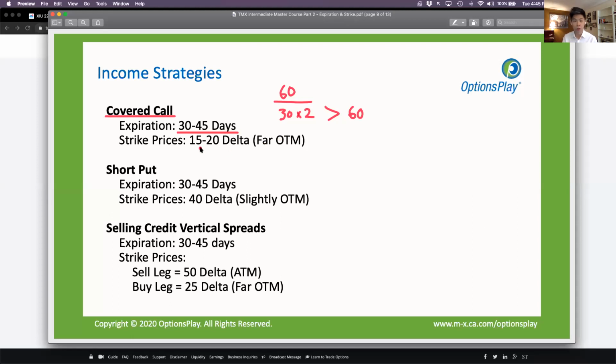As far as covered call strike prices go, this is one of the strategies that differs quite a bit from the other ones. When you're selling covered calls, you really want to choose strike prices that are really far out of the money. Usually about a 15 to 20 delta is a good starting point. Now, for those of you that are saying, what's delta? Delta is an approximation of the probability of that strike price being in the money at expiration.